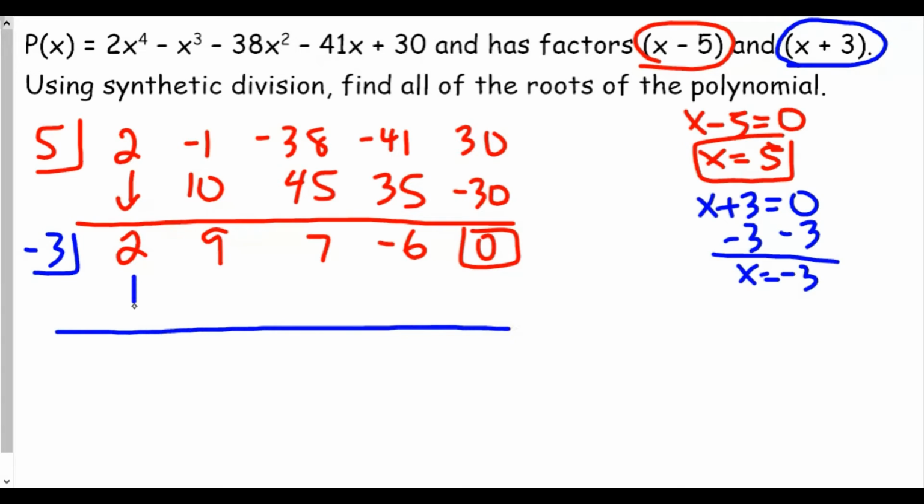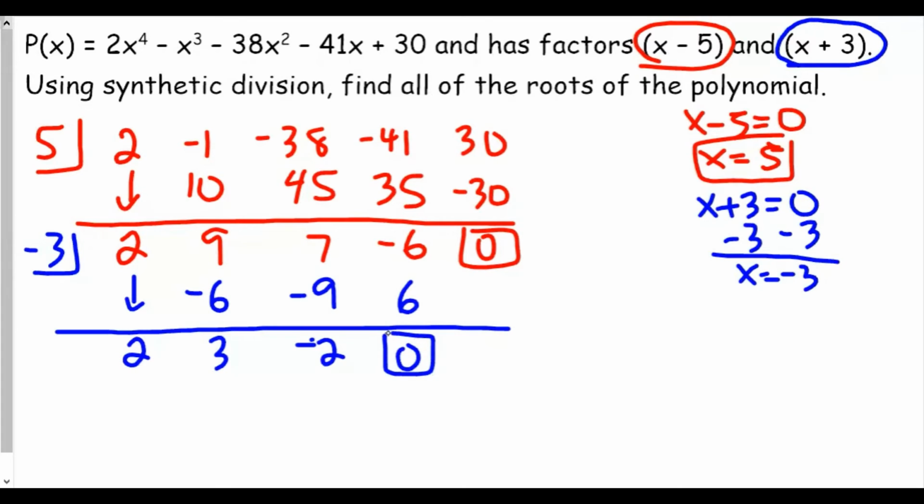So again, we drop to 2. 2 times -3 is -6. 9 minus 6 is 3. 3 times -3 is going to be -9. 7 minus 9 is -2. And -2 times -3 is positive 6, giving us a value of 0, another remainder.